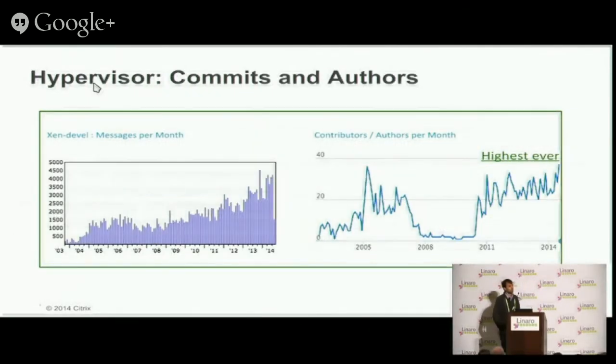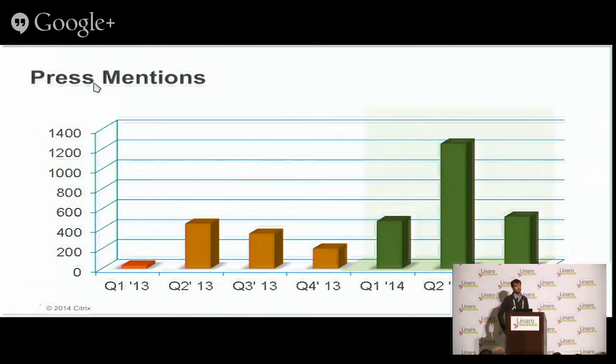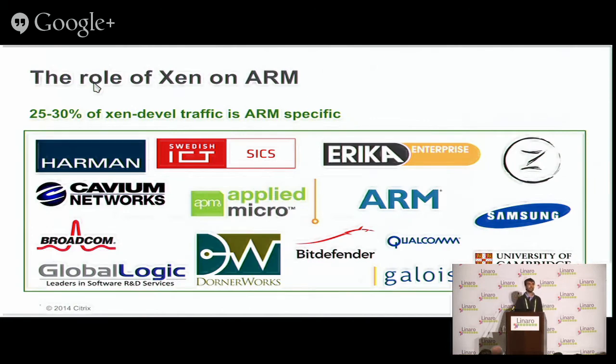Most importantly, actually, the Xen project has been very successful in the last year or two. So look at the graph on the left. That's the amount of traffic on the list steadily increasing. And we are at the highest ever level of individual contributors to the Xen project. This is in terms of the developer community, but looking at the website and social media, we're up by 30% and 50% respectively. In terms of press mentions also, this year we are far better than last year. So I'm not saying that all of this is thanks to Xen on ARM, of course, but certainly Xen on ARM had a big impact on this success.